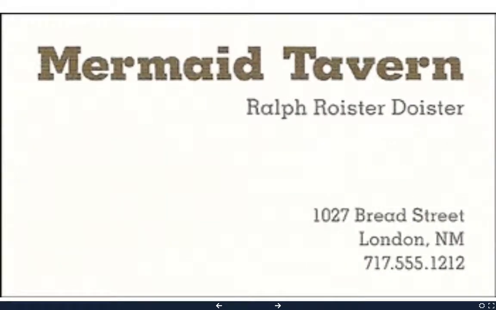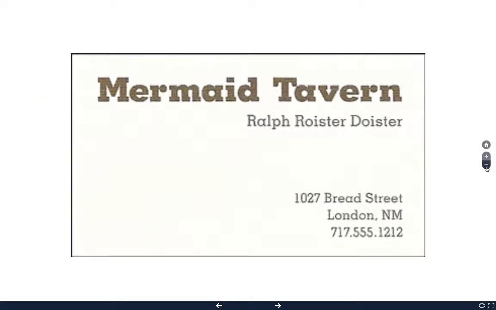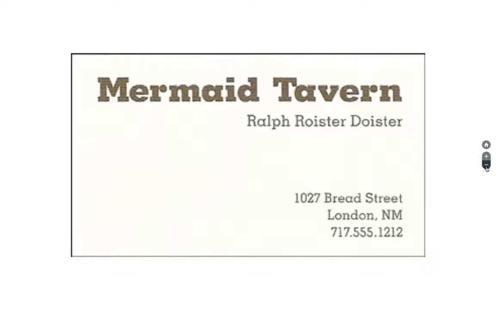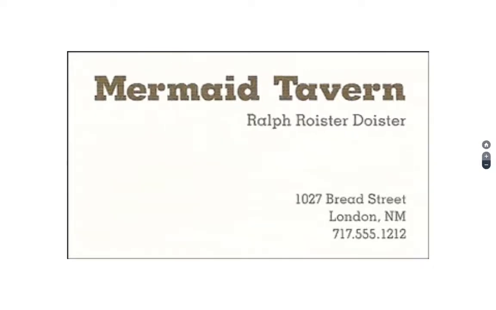Okay, so we are back to our business card, Mr. Ralph Royster Doyster. When we take a look at this business card straight away, we see right alignment. I hope you recognize that. And we have a bolded name of the business, followed by Mr. Doyster's name below, and the address, phone number, bottom right. Let's take a look at another card.